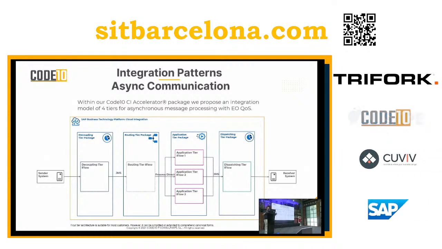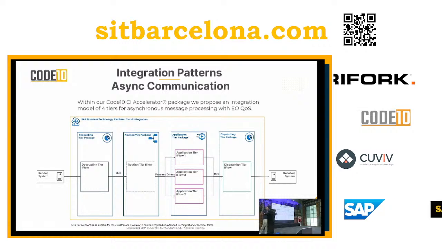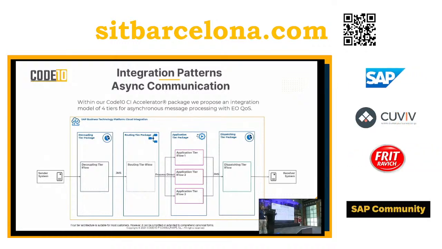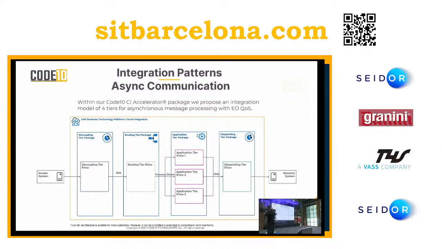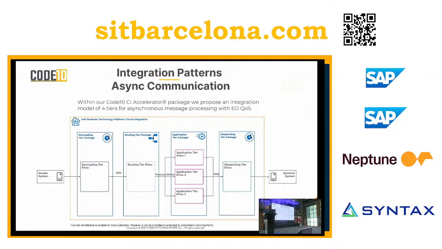And then we have the application tier, which is where we do the mapping. We will do a real transformation. In the pipeline concept, SAP is doing it in the outbound processing, and we both have a dispatching layer that is the one that sends the message to the receiver system.